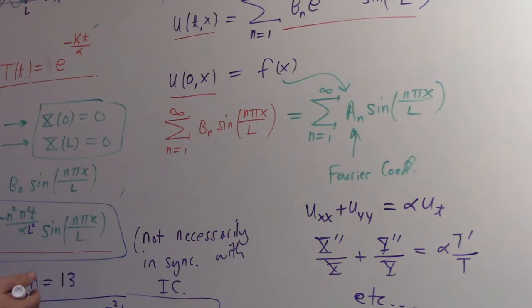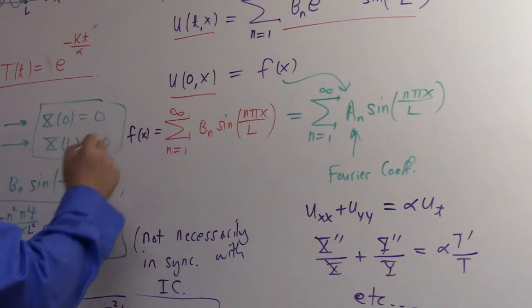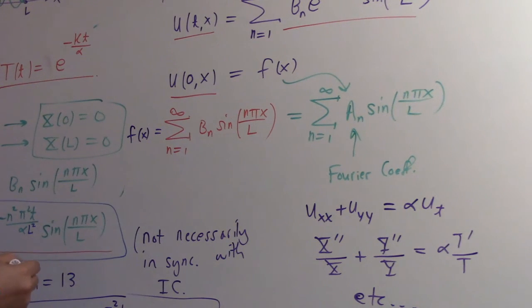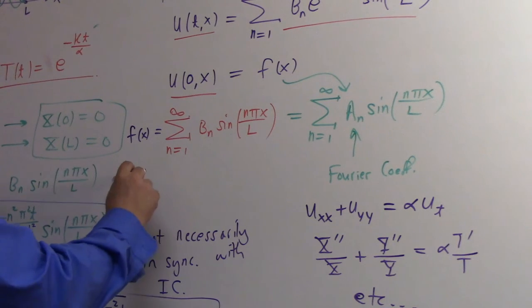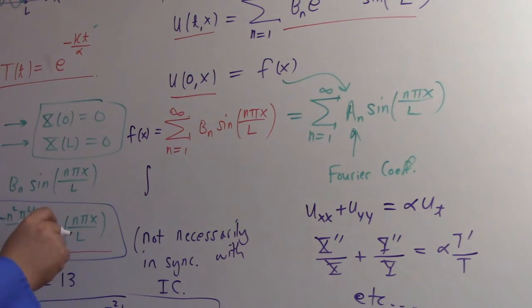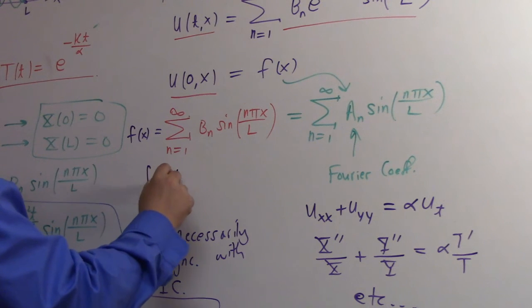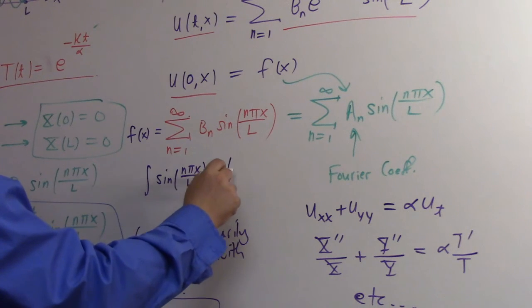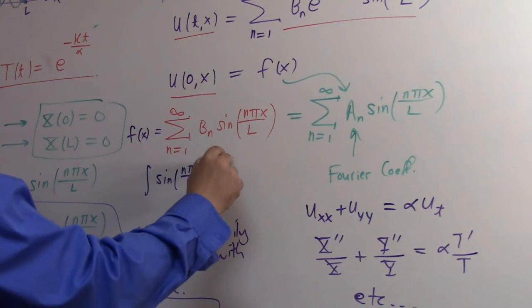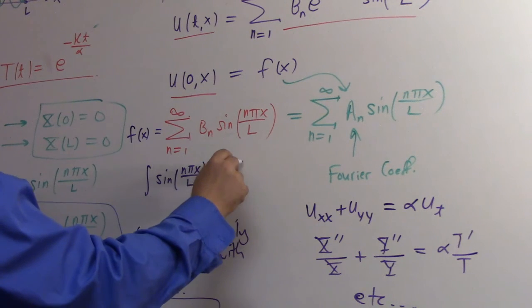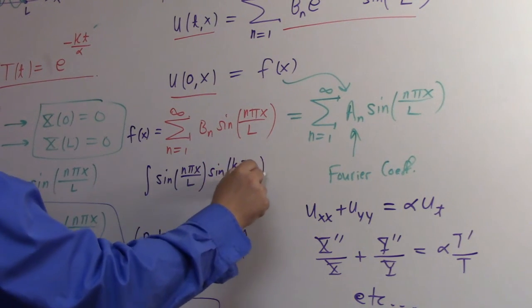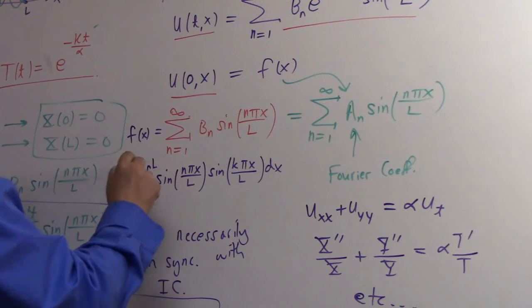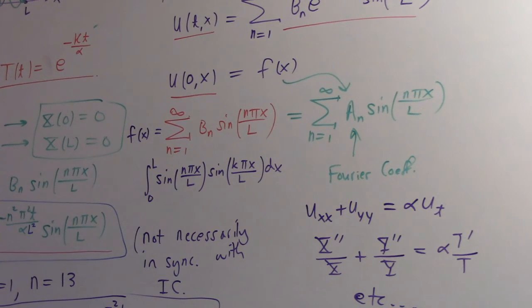Okay, so anyway, getting back to it, we basically want this equal to f of x. There's something pretty awesome, which is that the integral of sine of n pi x over L times the sine of, I can use little k here without any trouble, k pi x over L dx from 0 to L turns out to be 0.